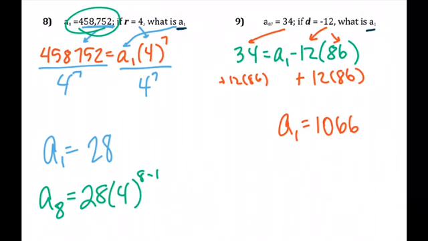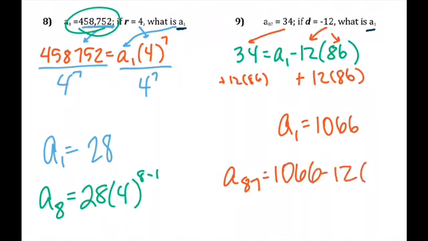1066. Do you guys agree with that? Okay. Well, it's 87 terms down the road. So we're starting, a sub 87 is 34. And so if we go backwards by adding 12, adding 12, adding 12, adding 12, 87 times, you know, that's a long ways to go. Now you could check it because you could say, is a sub 87 equal to 1066 minus 12 times 87 minus 1? Check and see if it's right. You have a really easy way to check this.